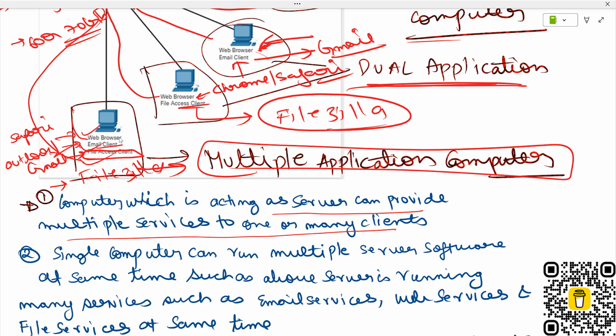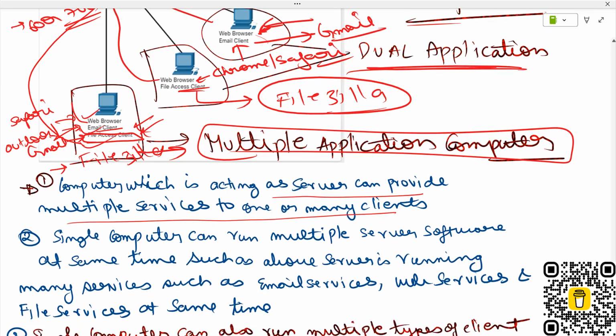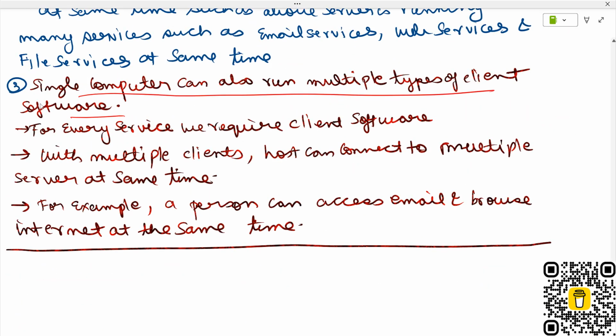So let's suppose you need video editing or photo editing software, server software or a client software, right? You can also run that. You need video streaming software, you can also run that. Okay, so that is the thing. So a single computer can run a single or multiple types of client software, right? For every service we require a client software, right? For a different service we require a different client software, right?